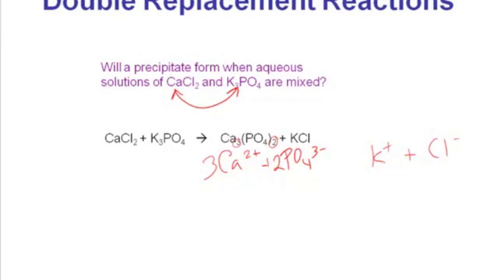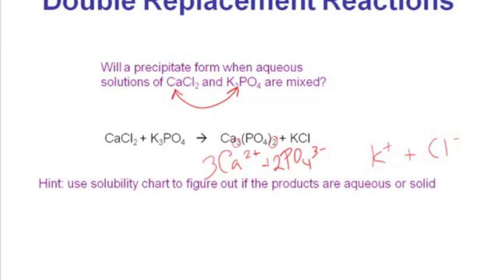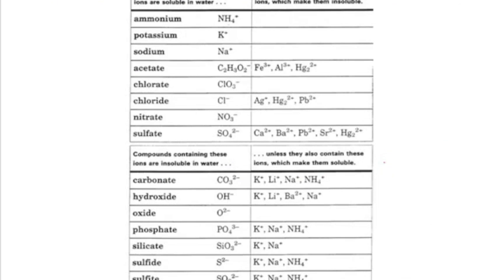Now our next question is, with these products, are they insoluble or soluble in water? If they're insoluble, that means that they're solid. If they're soluble, that means that they are aqueous in solution. So how do we figure this out? Well, we take a look at this chart here, and it's called the solubility chart. You need to become familiar with how to use this.